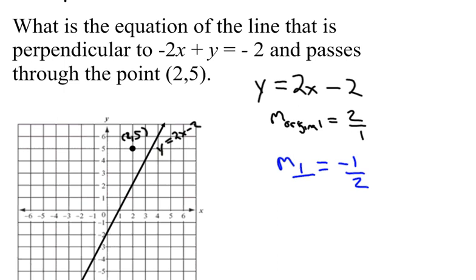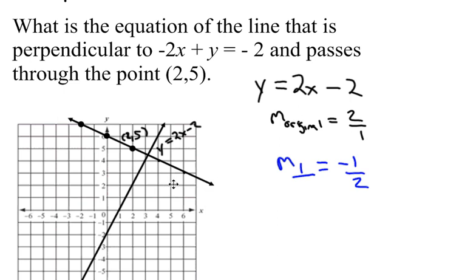So if I want to graph the perpendicular line, I'm going to start at point 2, 5, and then I'm going to use the slope to graph the rest of it. So I'm going to go down 1 over 2, down 1 over 2, and I'm going to do the same thing going backwards now, up 1 over 2, up 1 over 2, and so I get these points over here. So when I connect them, I'm going to get a line that looks a little something like this. So there is my line.